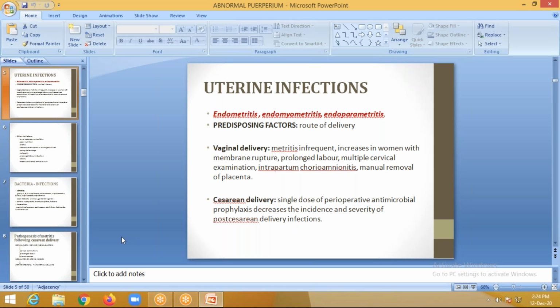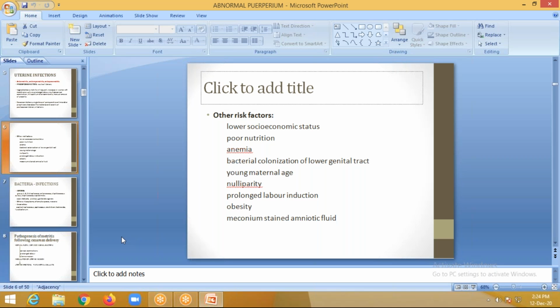Preferably, we give ceftriaxone. Other risk factors for metritis are low socioeconomic status, poor nutrition, anemia, bacterial colonization of the lower genital tract, young maternal age, nulliparity, prolonged labor induction, obesity, and meconium-stained liquor.